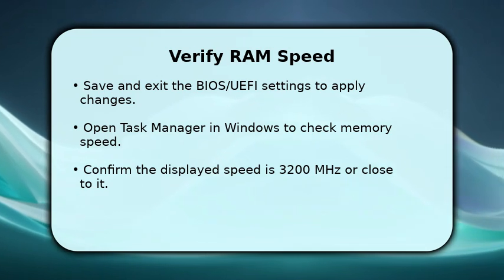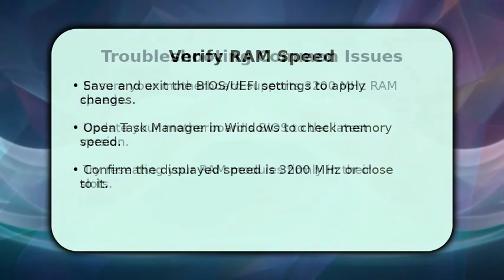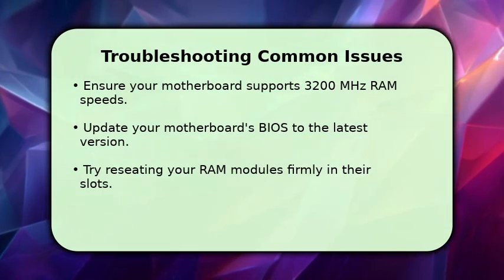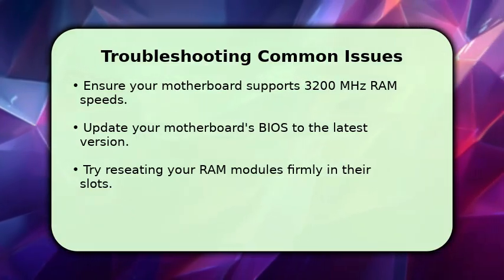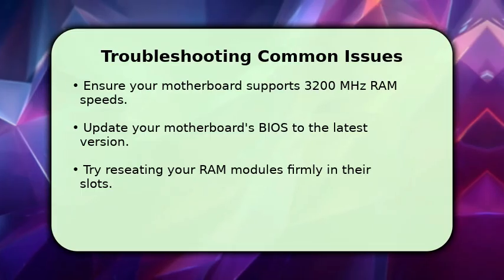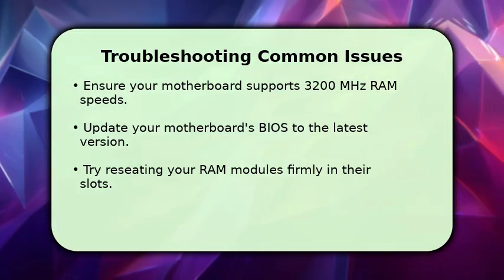If it's lower, you might need to re-enter the BIOS and double-check your selections. Sometimes, things don't go as smoothly as planned. If your RAM isn't running at 3200 MHz, first confirm your motherboard supports that speed. Older motherboards might have limitations.